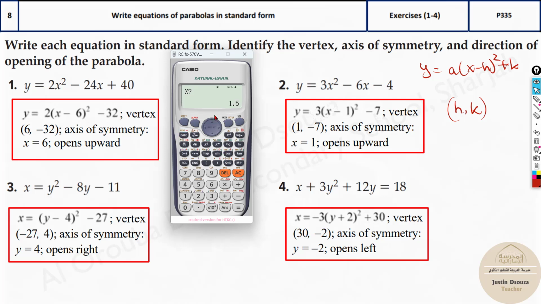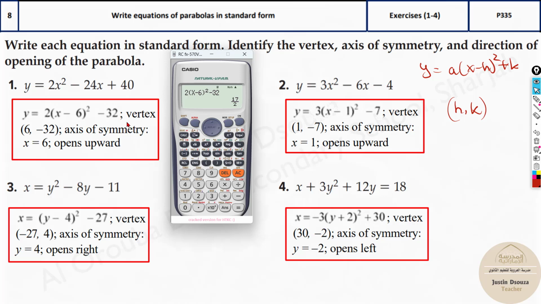Now remember that x value. The same must be applied in all the 4 options. So what you need to do is now just press on, and now 2 times (x minus 6) the whole square minus 32. And now calculate at the same x value, that is 1.5, and we will get the same answer. All the other options will give you different answers, because if it's the same, then that's the correct answer itself.